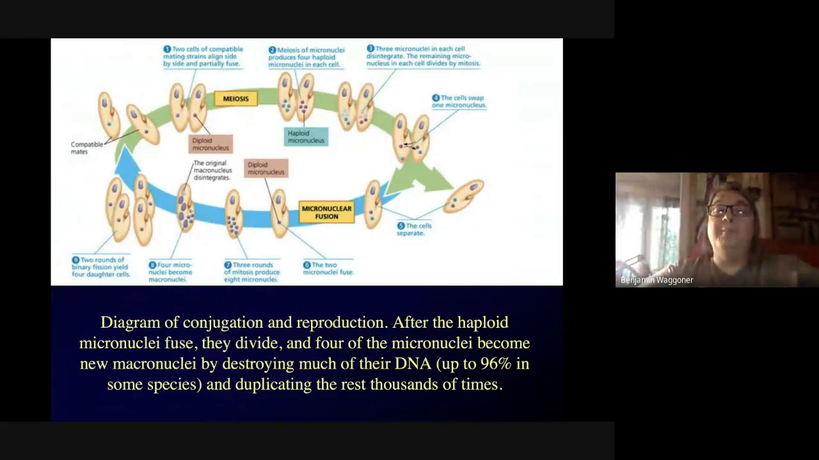But I mentioned that when those gamete nuclei fuse, they divide, and they'll become a new micronucleus. And then 4 of those micronuclei will turn into macronuclei, a new macronucleus. And what they do is destroy most of their DNA and duplicate the rest many thousands of times. So in some species, up to 96% of the DNA is maintained in the micronucleus, but it's destroyed when the cell makes a new macronucleus, which is really kind of weird.